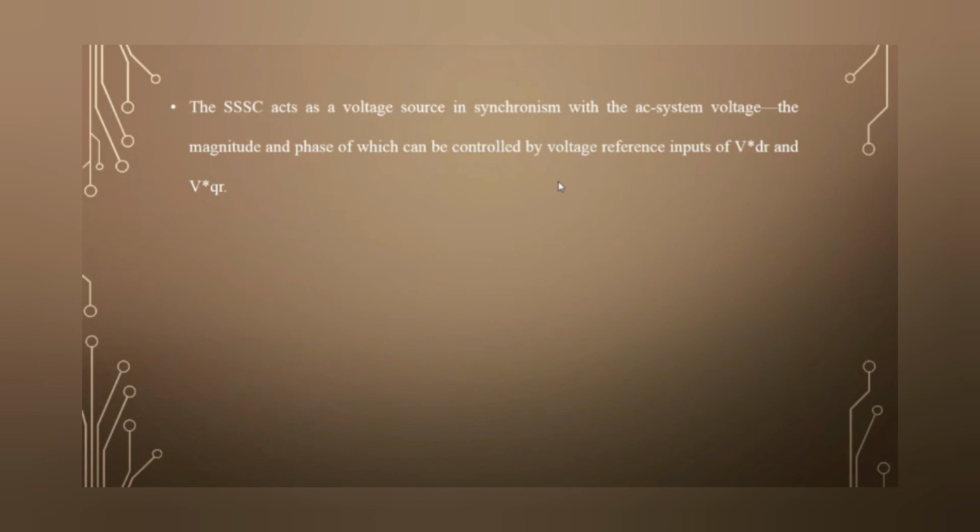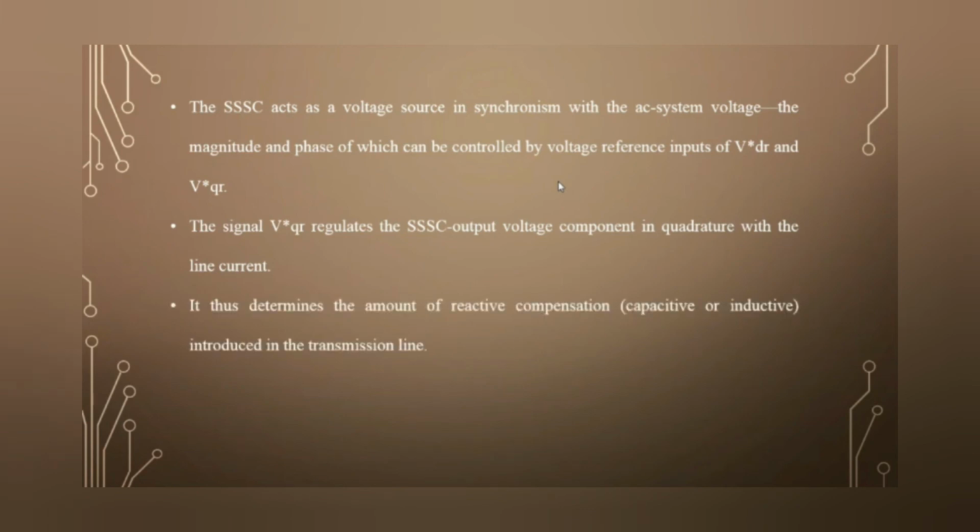The TCSC acts as a voltage source in synchronism with the system voltage, the magnitude and phase angle of which can be controlled by the voltage reference inputs V_DR and V_QR. The signal V_QR regulates the TCSC output voltage component in correlation with the line current. It thus determines the amount of reactive compensation introduced in the transmission line.